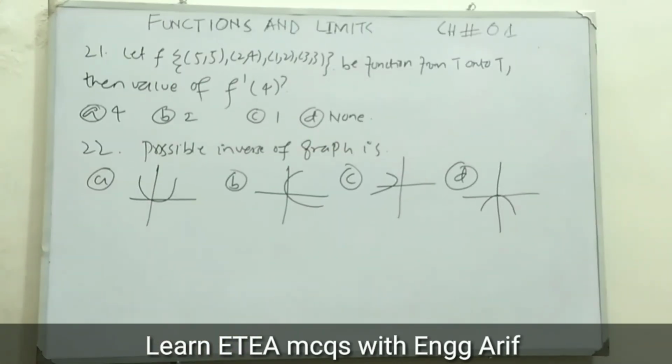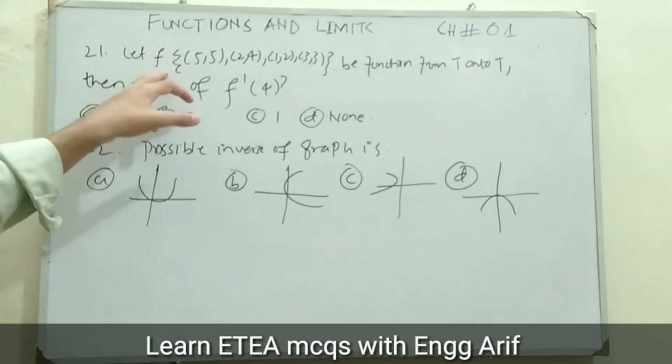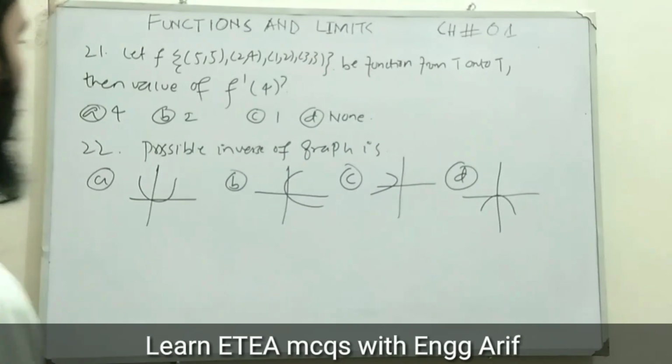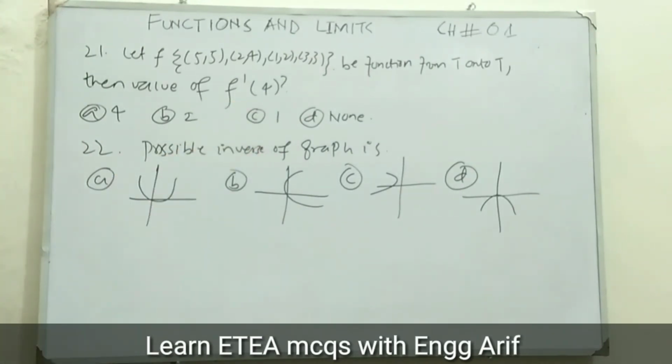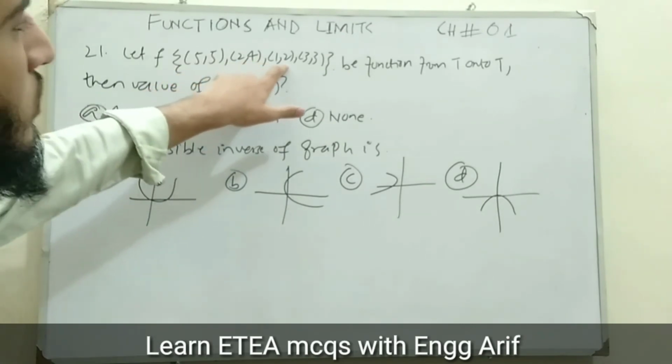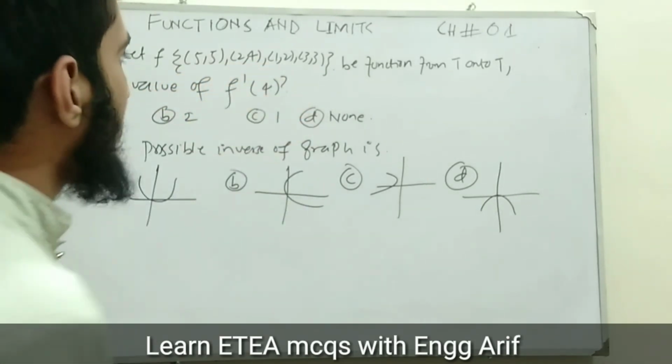Now move toward MCQ number 21. It tells that let f be a function, 5, 5, 2, 4, 1, 2, 3, 3, be a function from T onto T. Then the value of f inverse 4 will be. Here if we look, x is 2, y is 4, and x is 1, y is 2. It means that y is double of the x.